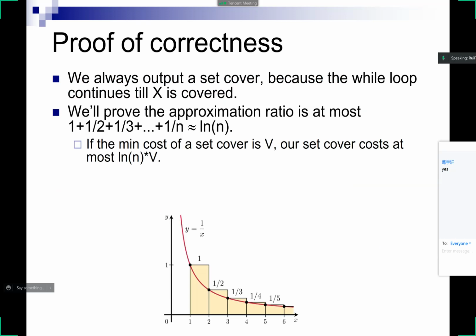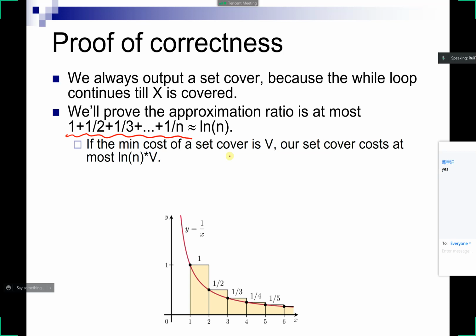So the next thing to do is to show that this algorithm achieves a natural log n approximation factor. Where this natural log n comes from is the sum of a harmonic series. What we'll actually prove is that the approximation factor achieved by this algorithm is bounded by the sum of this harmonic series, which in turn is approximately equal to natural log of n.